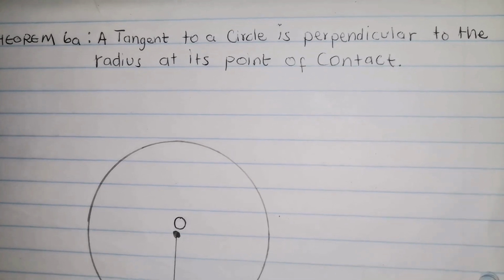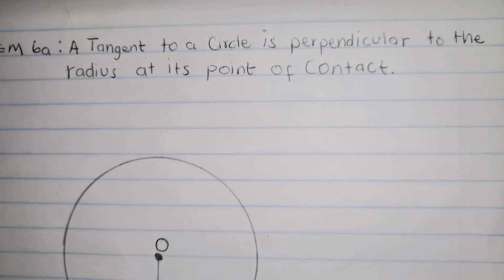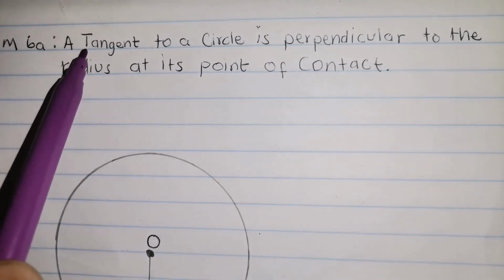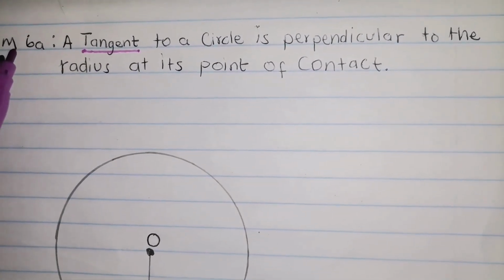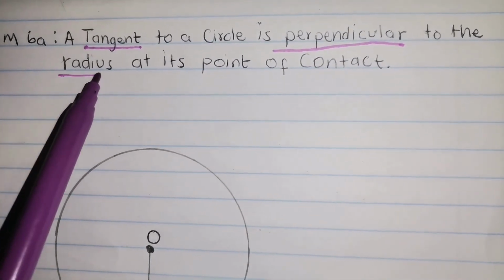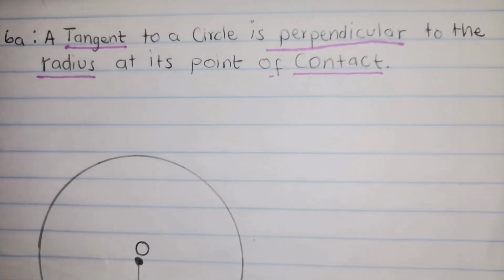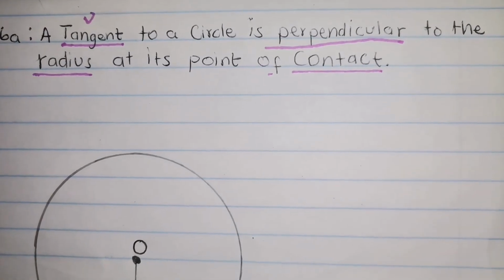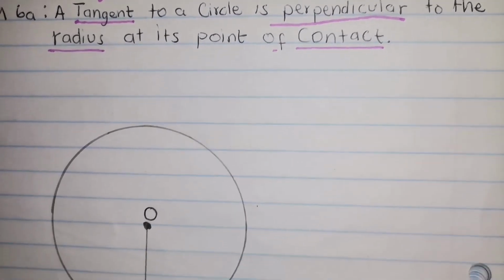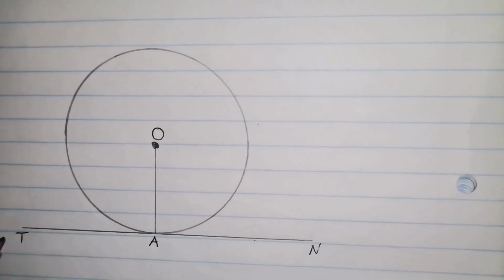Now, theorem 6a, we have our converse, hence we have 6a, and we're going to have 6b after this one. This theorem 6a says that a tangent to a circle is perpendicular to the radius at its point of contact. I'll just explain what a tangent is. A tangent is a line that touches the circle at one point, outside the circle, obviously.